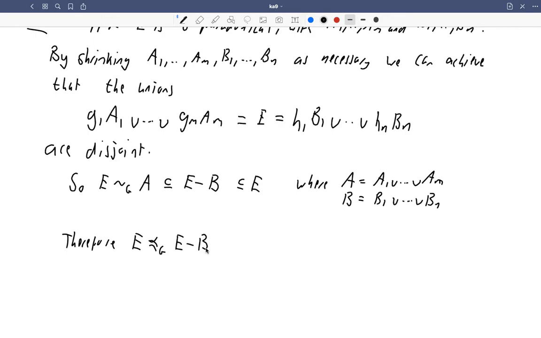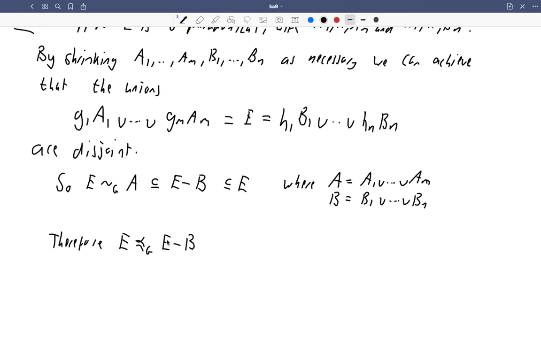E is less than E minus B, but also E minus B is itself a subset of E, so it's trivially equidecomposable with a subset of E. So trivially, E minus B is in the reverse pre-order relation with E as well.